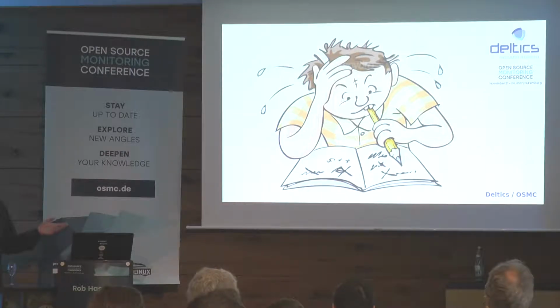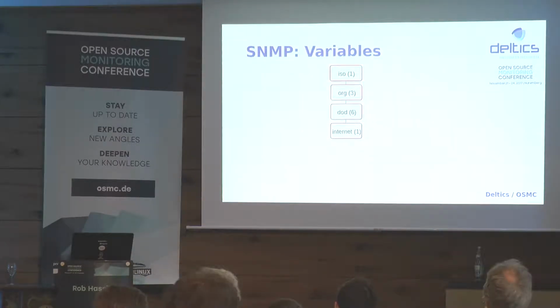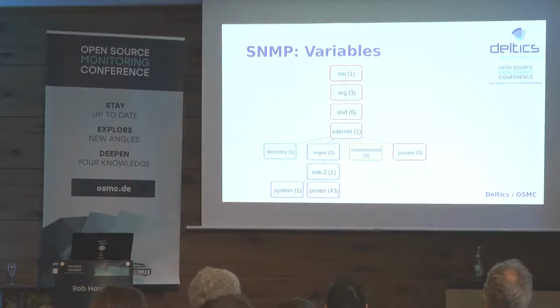The OID is a bunch of numbers, but it's built up pretty well, and I'll try to explain it. All OIDs start with this sequence, so 1.3.6.1, and after that it's split up into different trees. Mostly used are the management and the private. First, I'll start with the management.